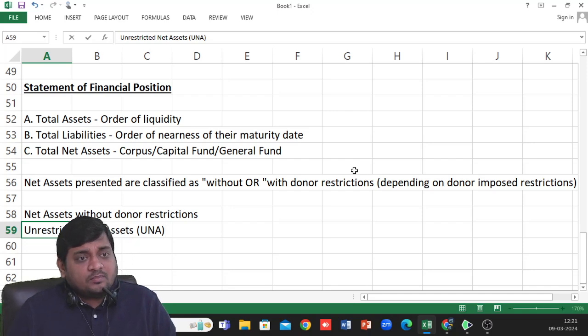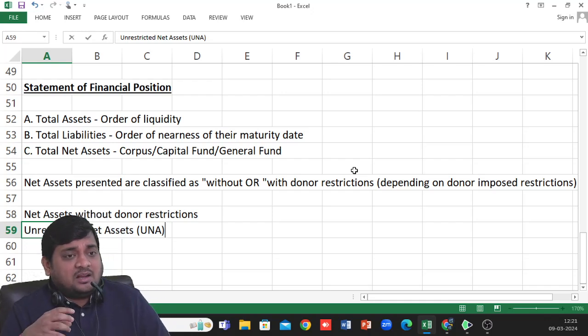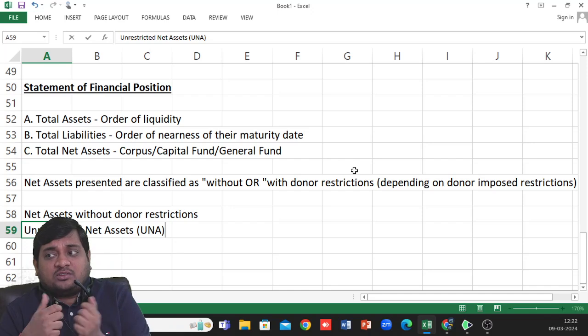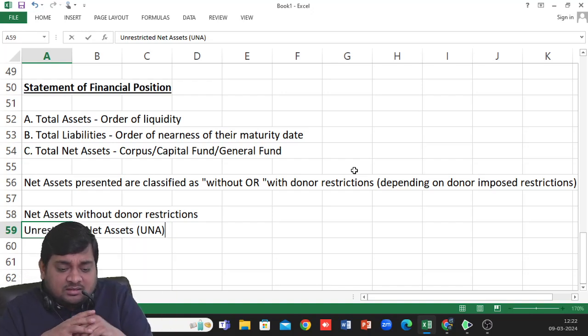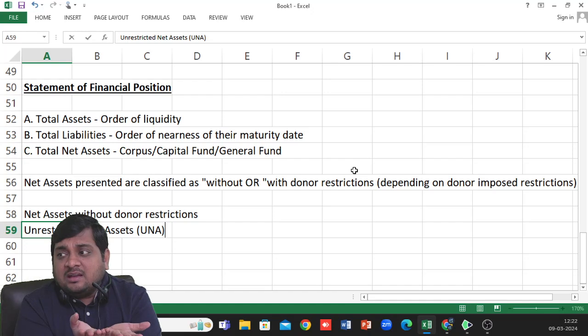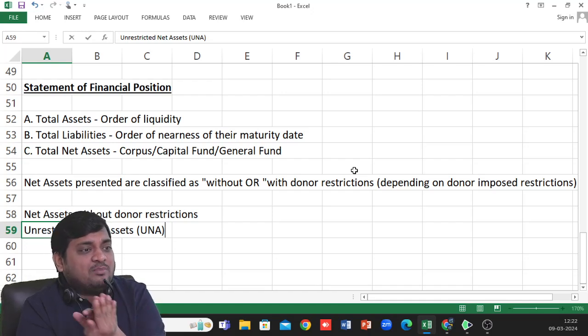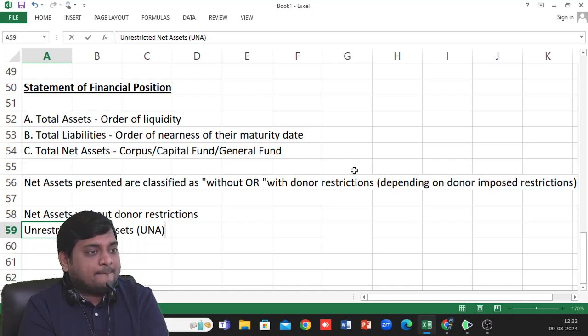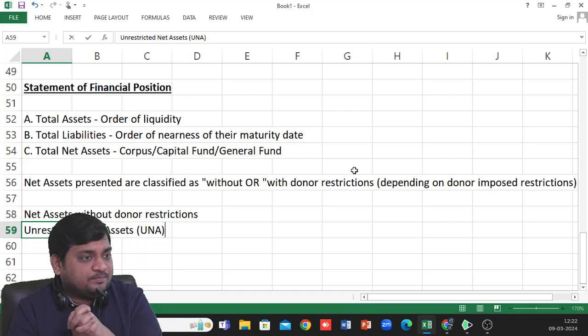Right? Now internally we might frame some policies that we are accumulating funds for 3 years, and after 3 years of accumulation we will spend it for this purpose. So this is some kind of designation that I have done, some kind of restriction you can say, but it is imposed by the members, which can be altered at any time if the not for profit organization wants, right? If the members decide, okay, fine, forget about this accumulation, let us spend it.